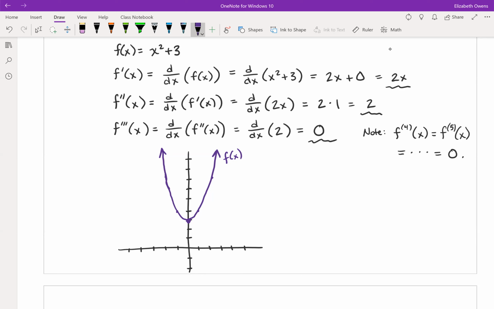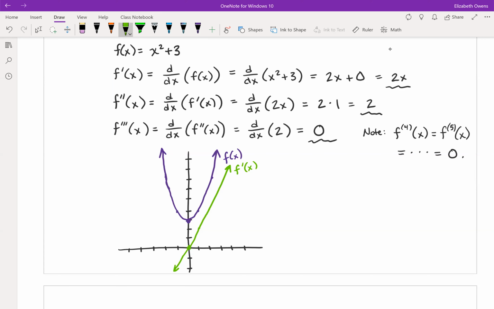Okay. Now, the derivative of that is f prime of x, that's 2x. So that function is going to be linear. That's a line with a slope of 2. Okay, so let's put that in green here. All right, it goes through the origin, has a slope of positive 2. Okay, up 2 over 1. All right. There's f prime of x.